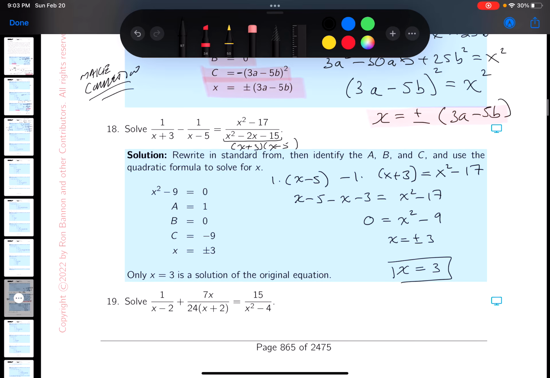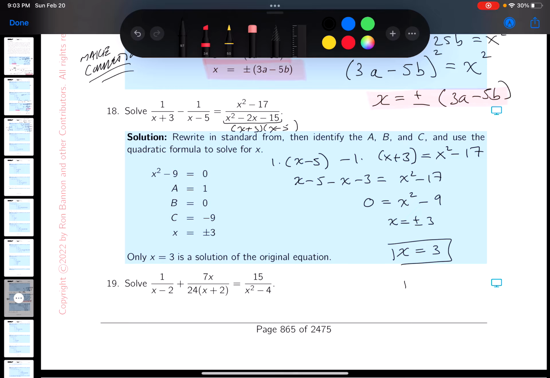I do recommend checking, though. And I'll write this down for you. Again, I'm not going to demand the check, but you get 1 over 6. And then you get minus 1 over. And again, I'm checking the 3. That would be what? 3 minus 5, which is minus 2, right? So I'll just put this over here. I got to do the other side. It's not easy, though. You can get 9 minus 17, which is minus 8. And on bottom, what do you get? Well, let's write this down. You're going to get 9 minus 6 minus 15.